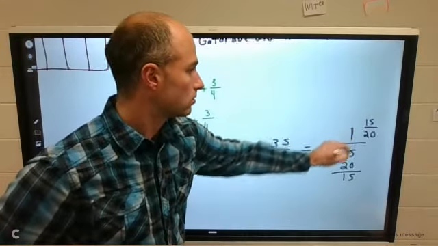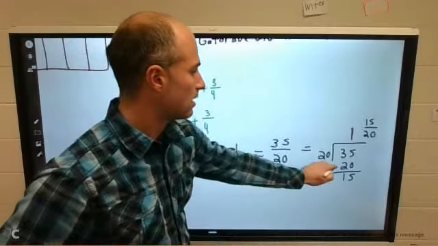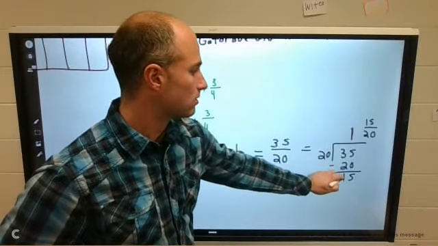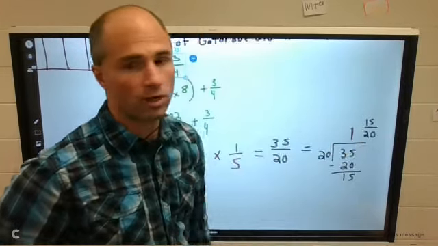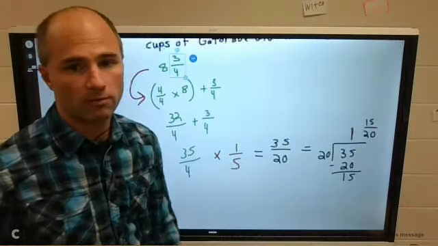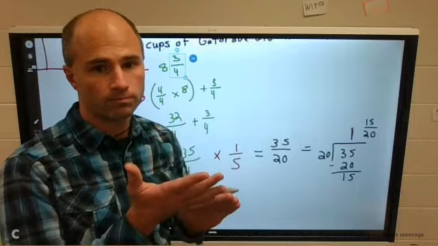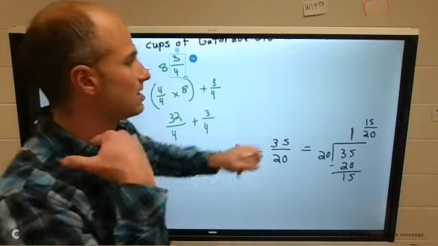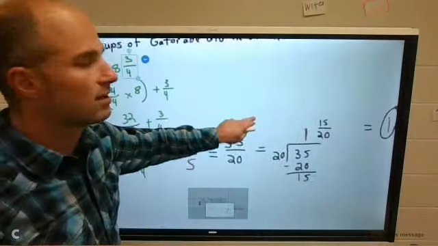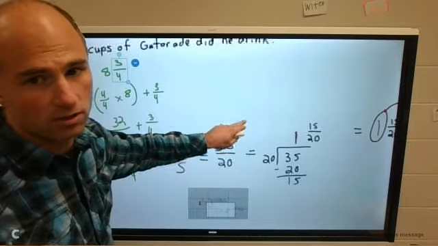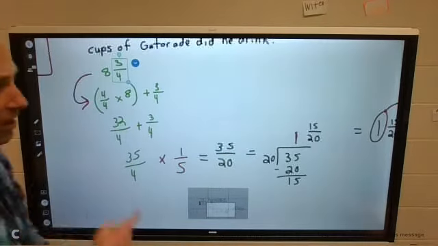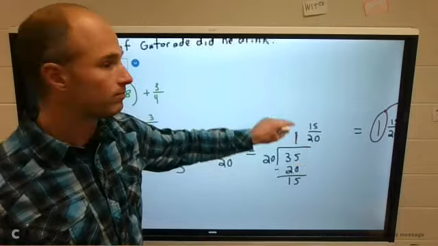1 20 goes into 35. I subtract, I get 15. That's my numerator. 20 is my denominator. And I'm all done, right? 1 and 15/20 cups. I'm not done. I need to simplify and reduce. Do you see? There's a number that can go into 15 and 20.